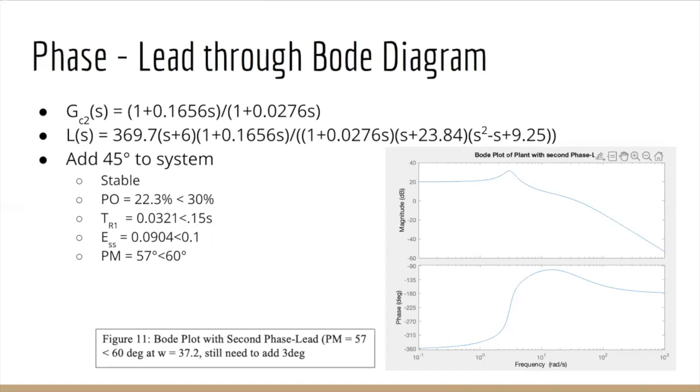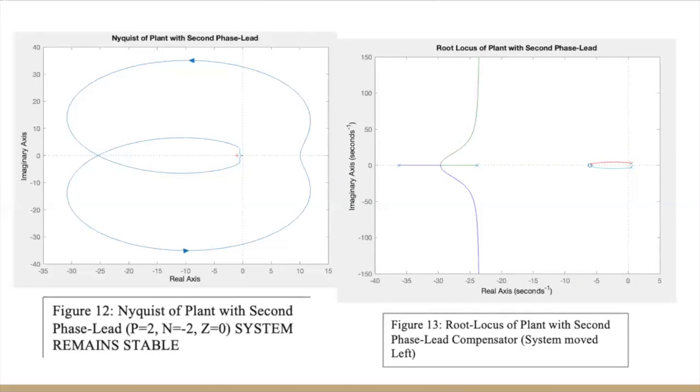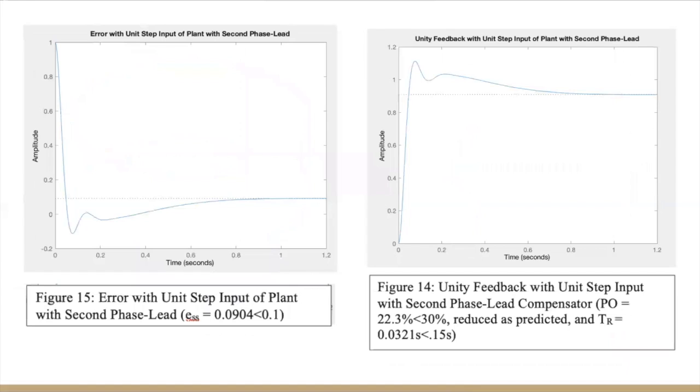This is the Bode plot on the right of the second phase lead. This is the Nyquist, proving that the system is still stable. The root locus shows that the dominant poles were moved further to the left as predicted. And this is the steady state error of the second phase lead, and the unity step input of the entire system.